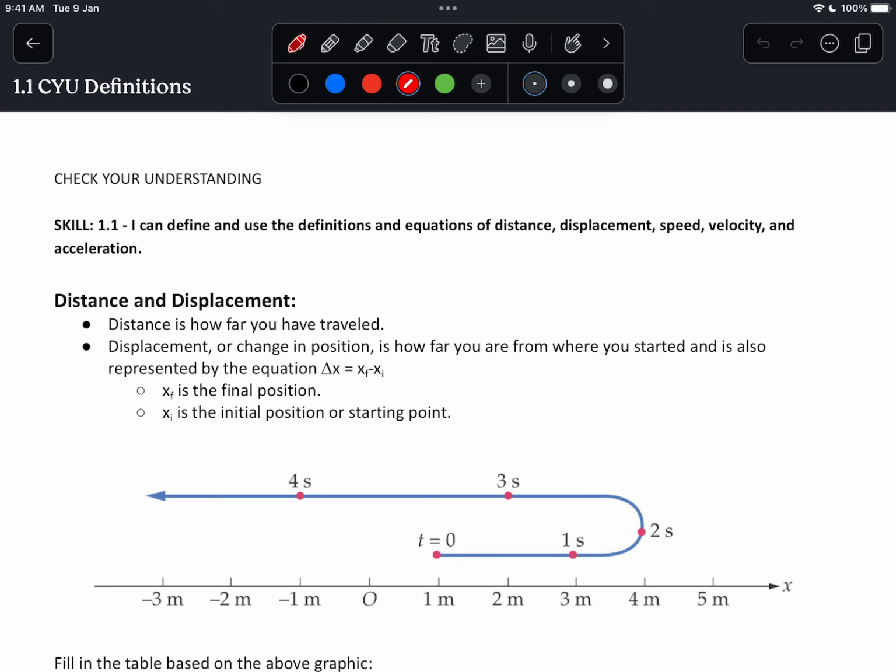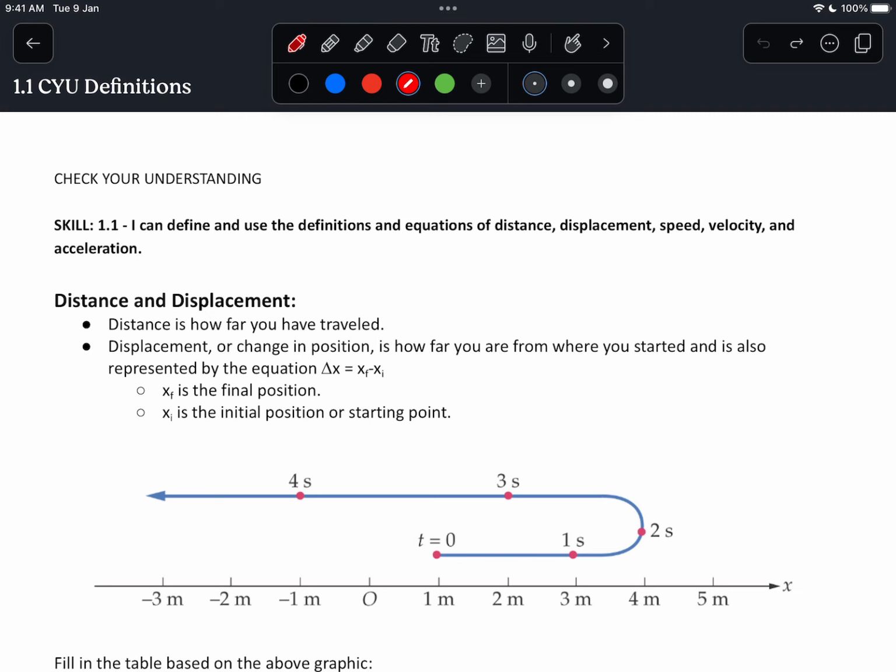So, when we're looking at distance and displacement, almost everything you've probably done in your lives so far has been dealing with distance. But today, I'm going to introduce you to displacement. Distance is how far you have traveled. You've traveled 10 miles, 15 kilometers, 10 feet.